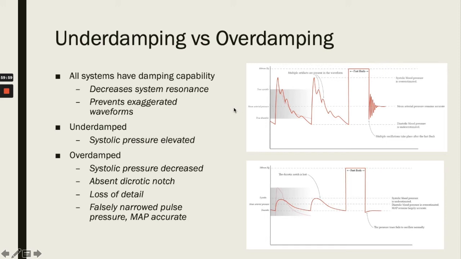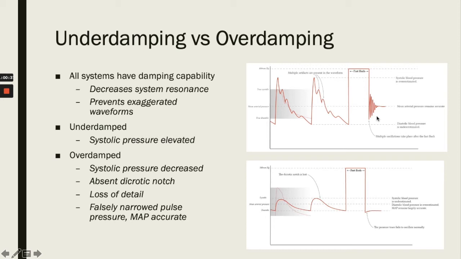And damping prevents exaggerated waveforms as we see here. So in the underdamped system, we see a systolic pressure that is elevated, and then you have multiple artifacts, so it's kind of hard to see exactly where your dichrotic notch is. You have an overshoot, your systolic blood pressure is elevated, and it's very hard to see exactly where your dichrotic notch is because you have so much artifact. Your dichrotic notch is here, but you have so much artifact. And then when you do your fast flush, you have about 5, 6, 7 oscillations or bounces afterwards.